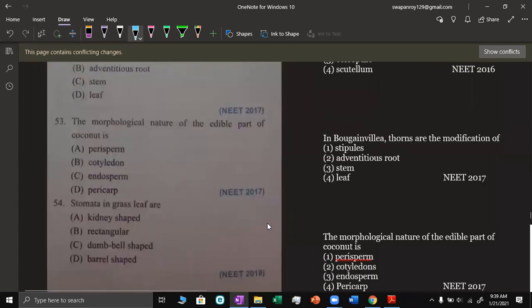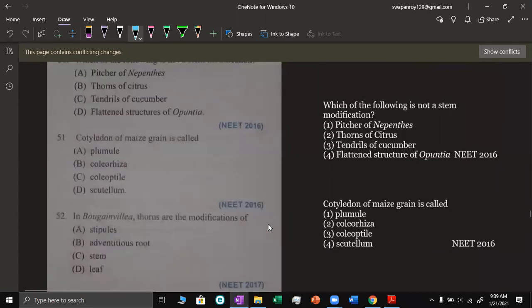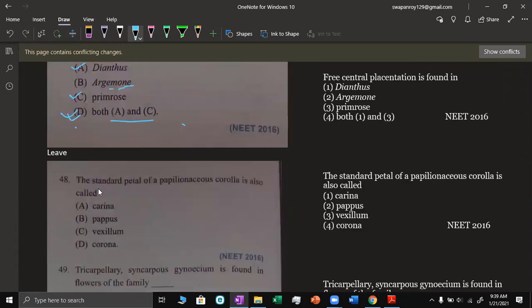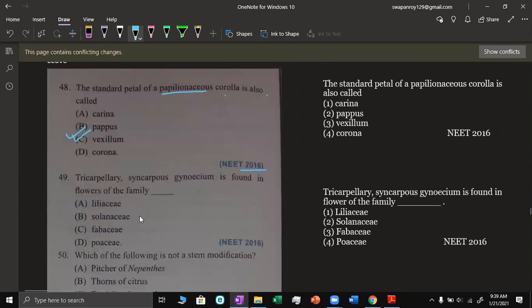We did up to this one: the standard petal of a papilionaceous flower corolla is also known as vexillum. This was in NEET 2016. Tricarpellary syncarpous gynoecium is found in... Tricarpellary is monocot. Trimerous flowers are in the monocot. So this one is in the family Liliaceae.